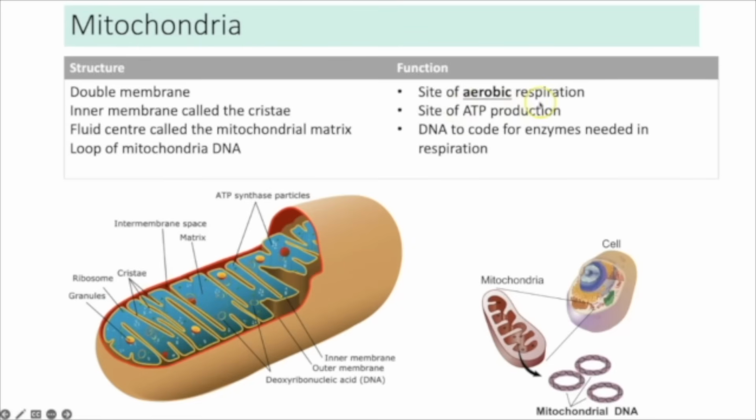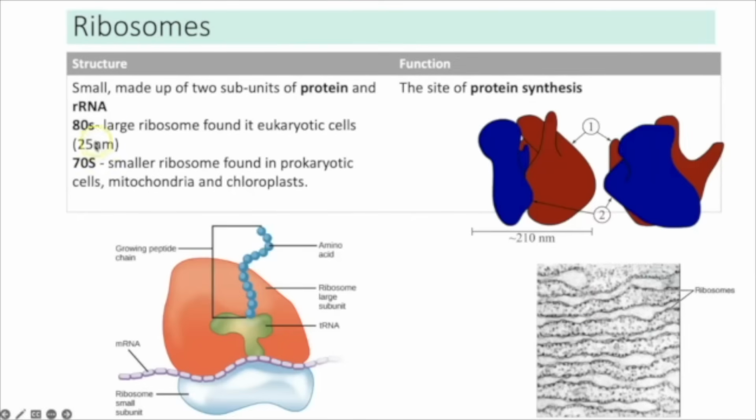So it's the site of aerobic respiration specifically. Therefore, it's the site of ATP production. And as I've already said, it contains the DNA to code for the enzymes needed for respiration. So the ribosomes it contains are the 70S ribosomes, which are much smaller, which are also the type that are found in prokaryotic cells. So that leads us into ribosomes. Ribosomes are small, they're very, very small.